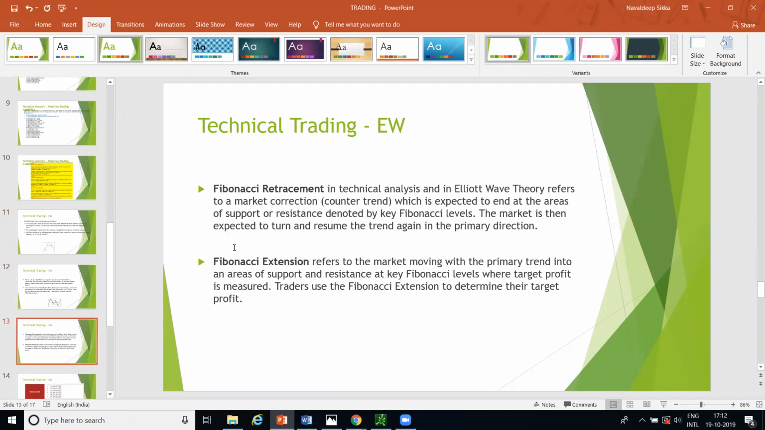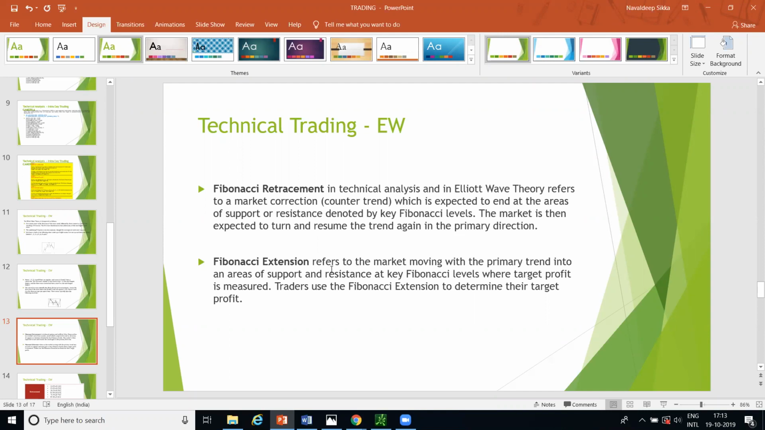Fibonacci retracement, I just showed you what it is. Fibonacci extension is a reversal of that. So in technical analysis, or Elliott wave as well, the market correction is expected to end at the areas of support or resistance, denoted by the Fibonacci levels, which I showed you, the 38.2 and 61.8. The market is then expected to turn and resume the trend in the primary direction.